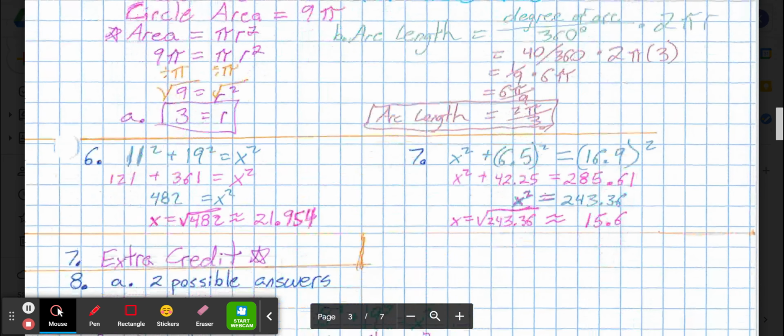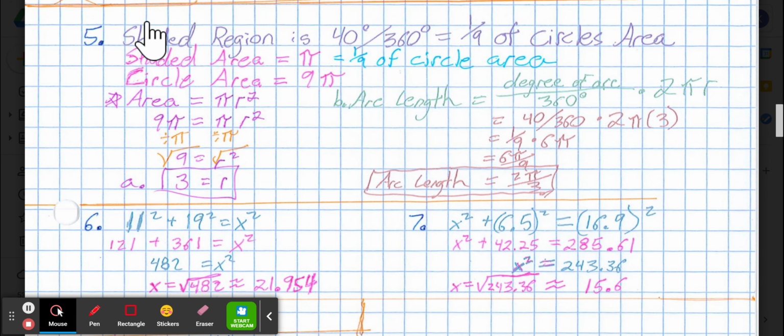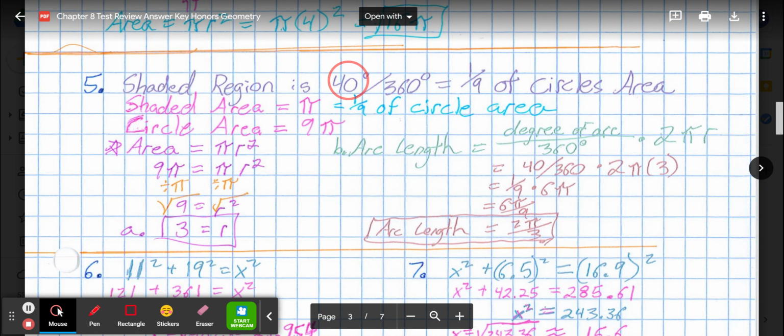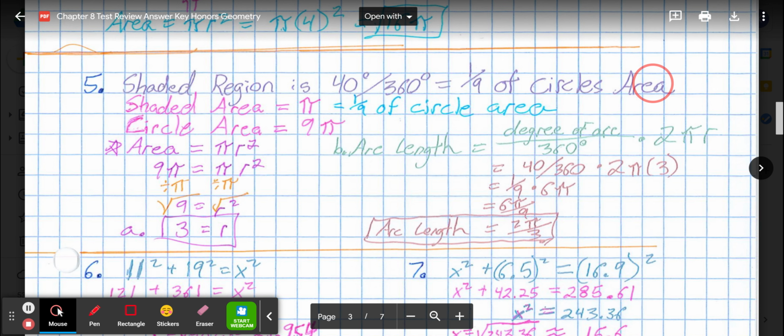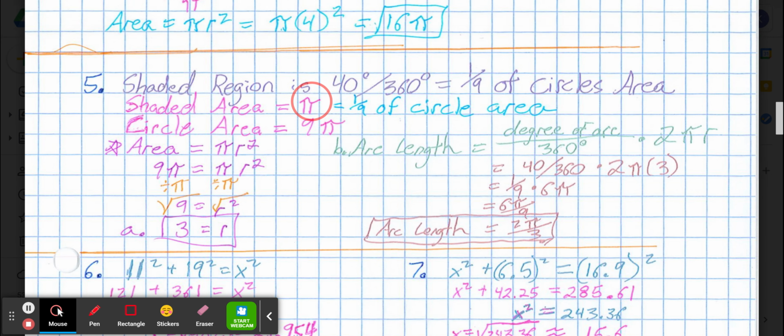So first in 5, we're going to start off with understanding that the shaded region is 40 degrees out of 360 in the whole circle. So that means the shaded region makes up 1/9 of the circle, or 1/9 of the circle's area. So if the shaded area was pi, and that's 1/9 of my whole circle, I would need to multiply by 9 to get the circle area. So our circle area is simply 9 pi. And that's important to know because if we're working back to find the radius, we want that overall area.